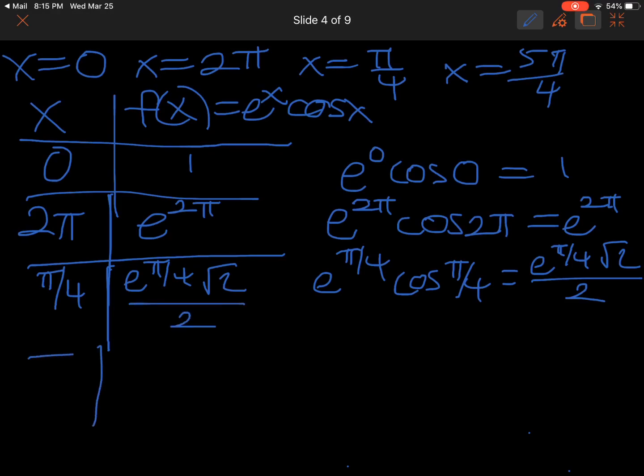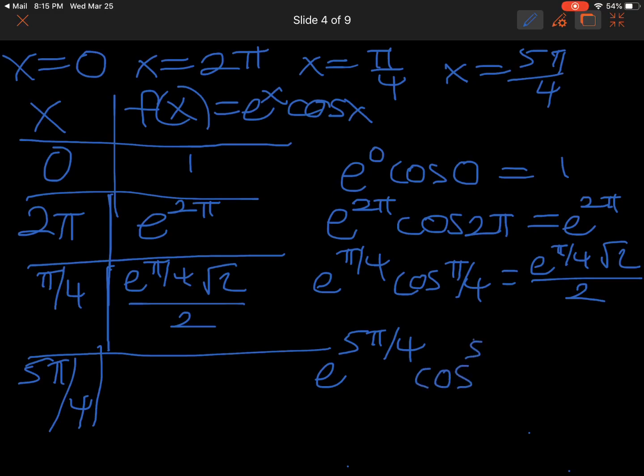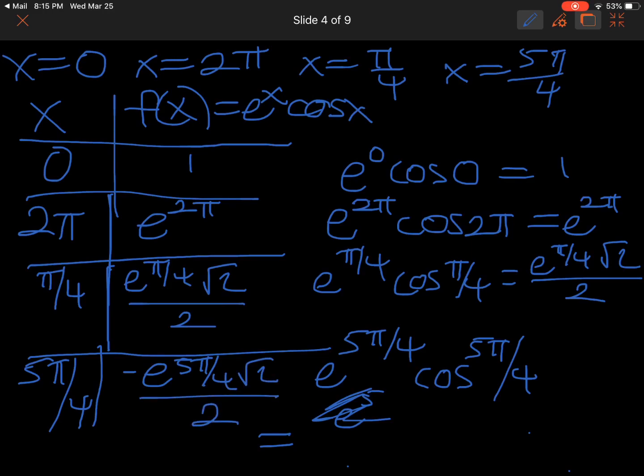Now we have one more value to test. That's 5 pi over 4. If we evaluate that, that's e to the 5 pi over 4 multiplied by cosine of 5 pi over 4. The value of cosine 5 pi over 4 is negative square root of 2 over 2. So this is equal to negative e to the 5 pi over 4 times the square root of 2 over 2.